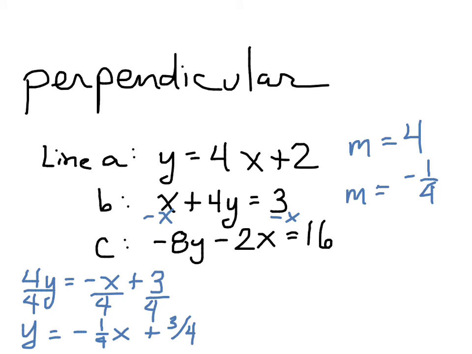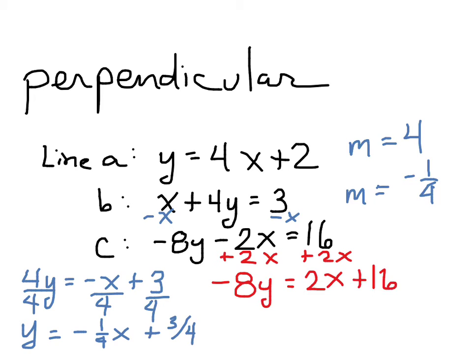Is line C in that same format, y equals mx plus b? No. First thing I need to do is get rid of the x. How do I get rid of a minus 2x? How do I move it? Add it. Good. If I add 2x to both sides, I get minus 8y equals 2x plus 16.